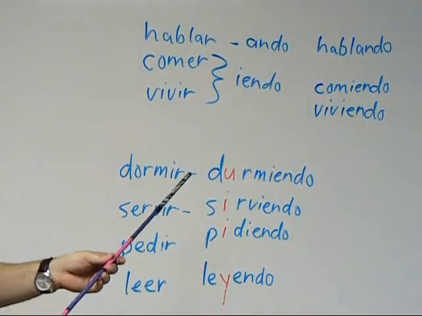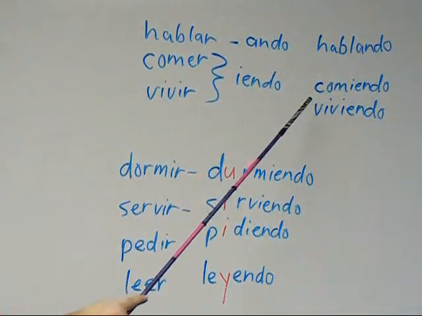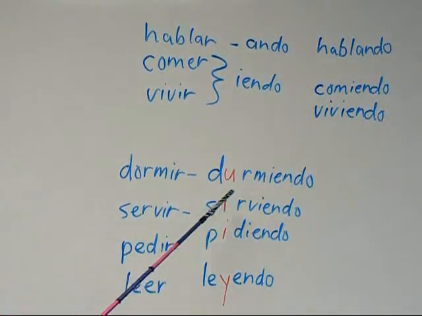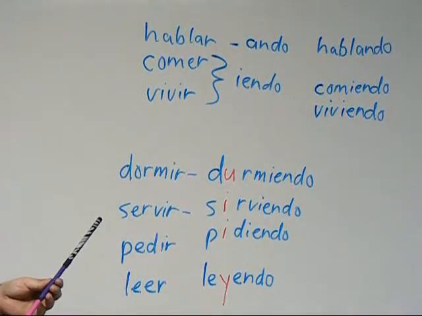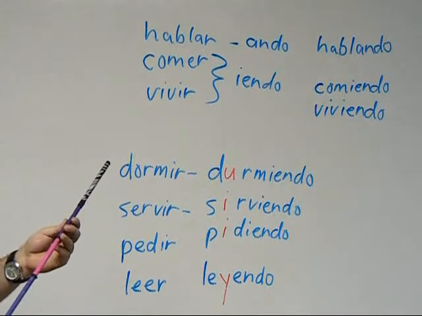All right, so you see these -ing words: hablando, comiendo, viviendo, durmiendo, sirviendo, pidiendo, leyendo. Those are all present participles, the -ing form of that base word.